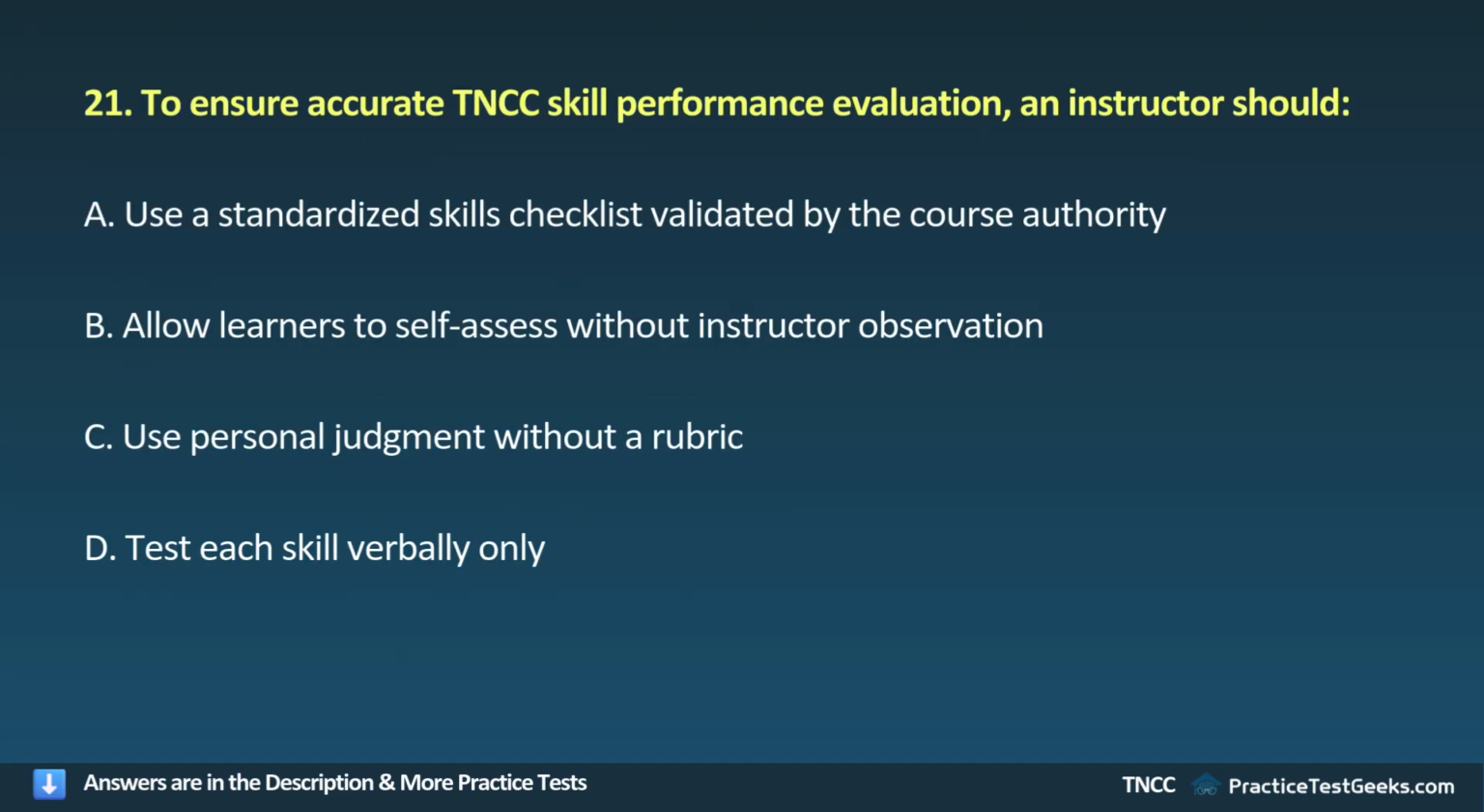21. To ensure accurate TNCC skill performance evaluation, an instructor should A. Use a standardized skills checklist validated by the course authority. B. Allow learners to self-assess without instructor observation. C. Use personal judgment without a rubric. D. Test each skill verbally only.